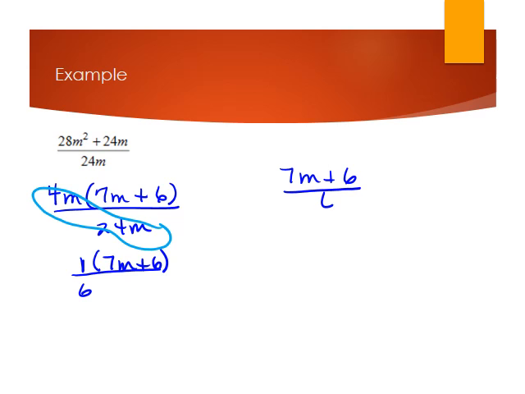Because the 6 is part of one whole big expression, and 7m plus 6 is a sum, you can't reduce the 6 and the 6. So this is my final answer.